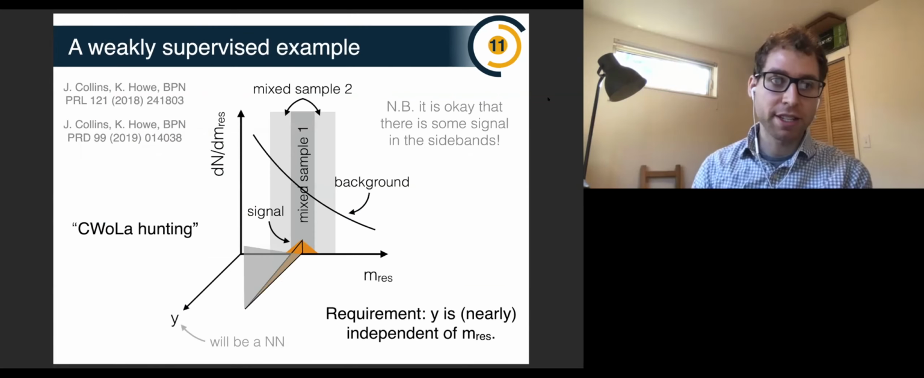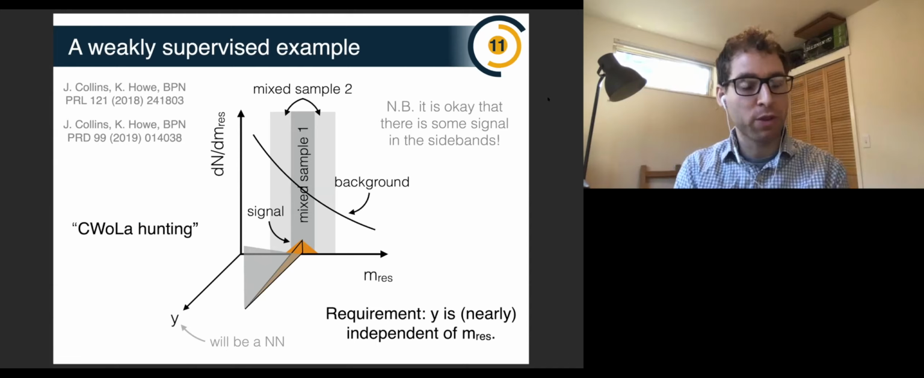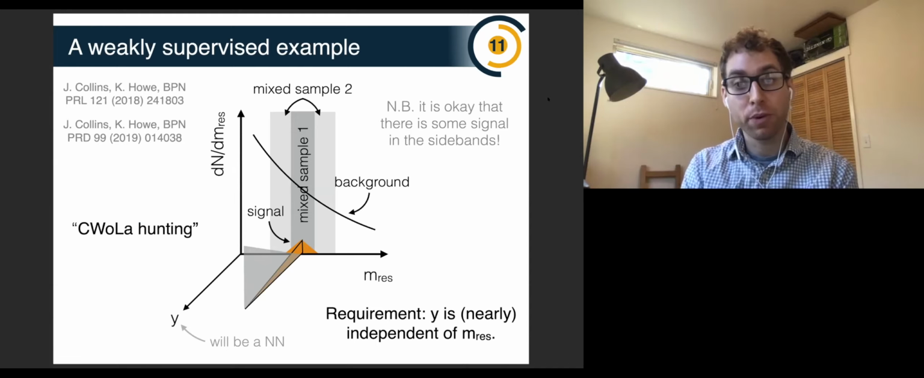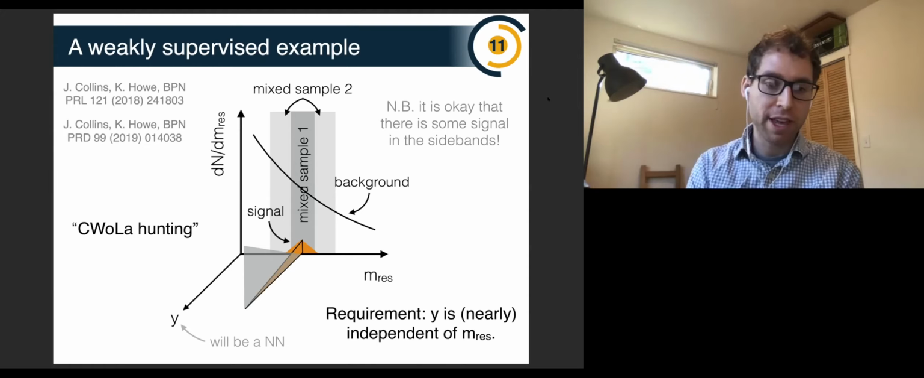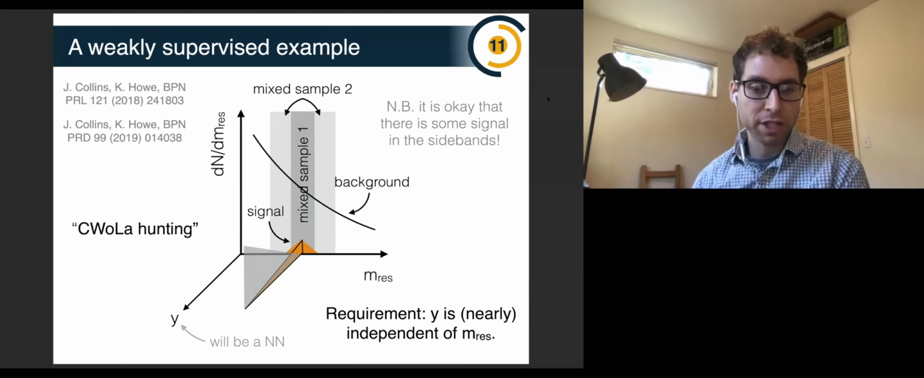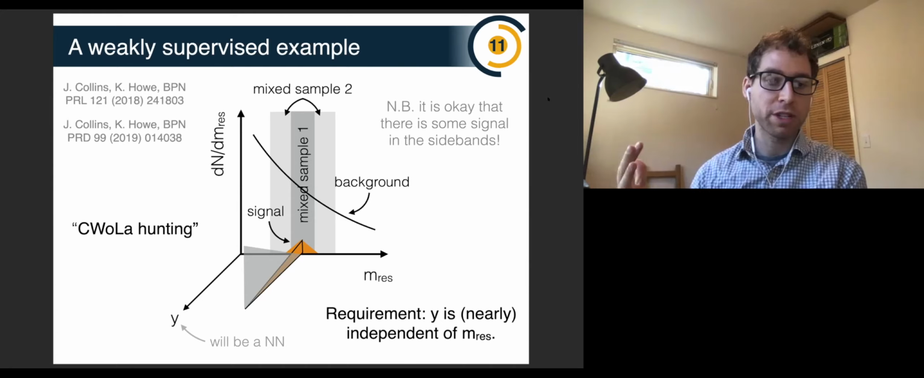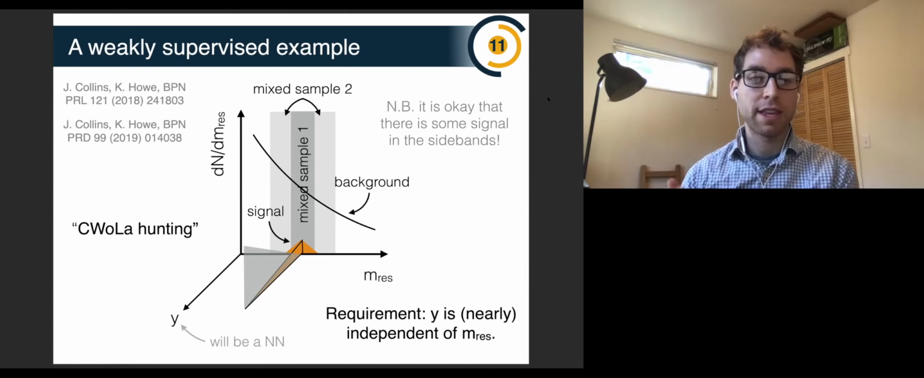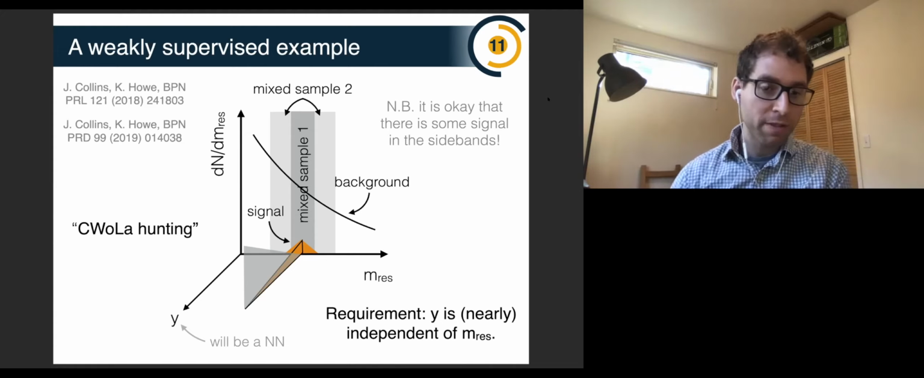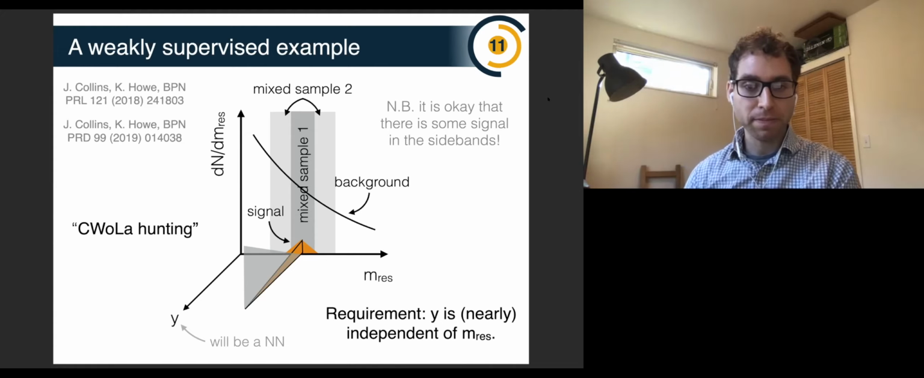The idea goes by the name weak supervision. It's one flavor of approaches that uses less than supervised information to train. And very briefly, the idea is that imagine there's some feature that you know about in your high-dimensional feature space called MRes. In that feature, the background is smooth, and if the signal exists, it's localized. You don't have to know where it's localized, but it's localized somewhere.